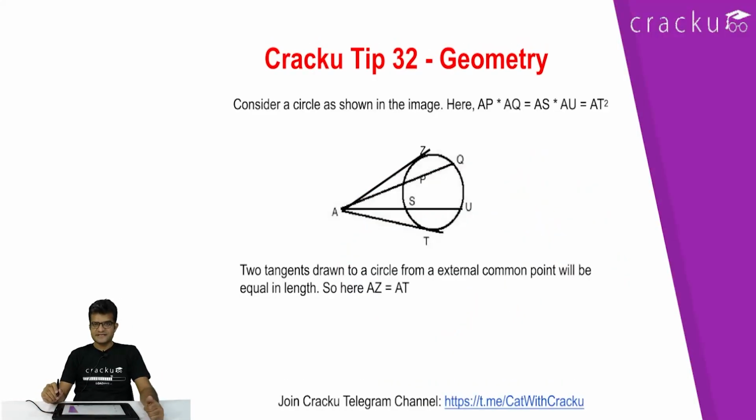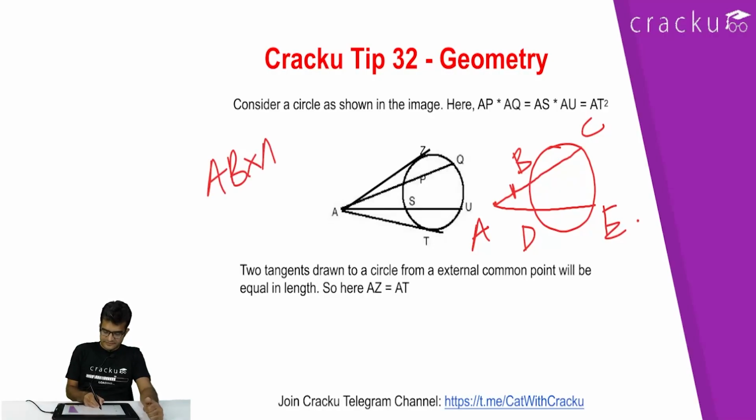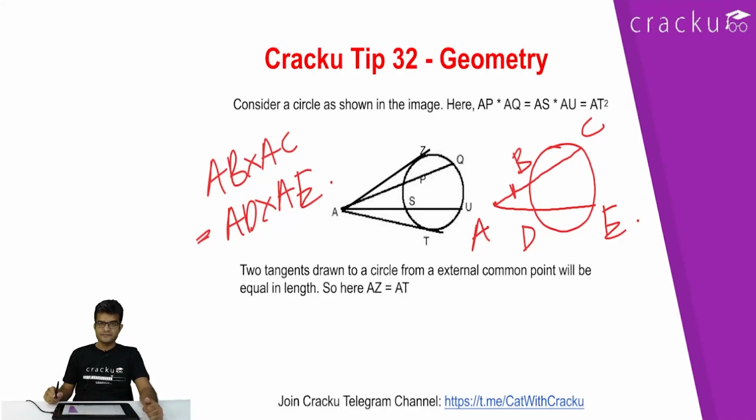This is the tangent secant theorem, which says that if you have a circle and from a particular point, you are drawing 2 secants, then, if you are assuming that this is A, B, C, D and E, the length of AB into AC will be equal to the length of AD into AE. This is the tangent secant theorem.